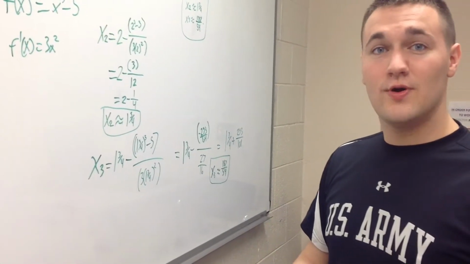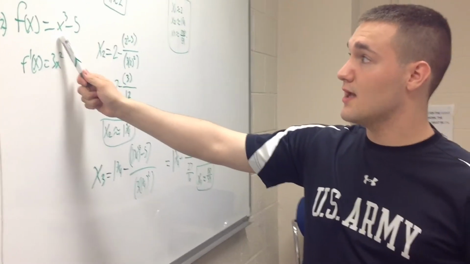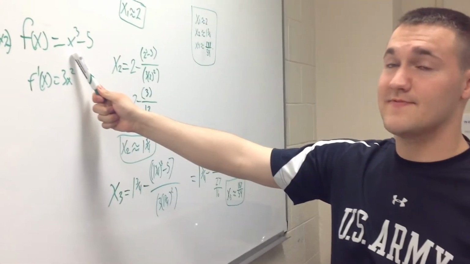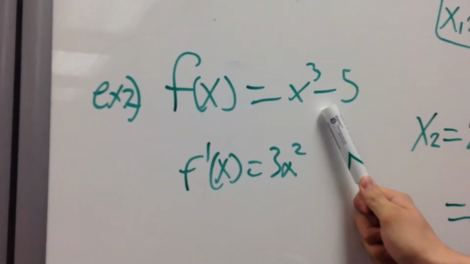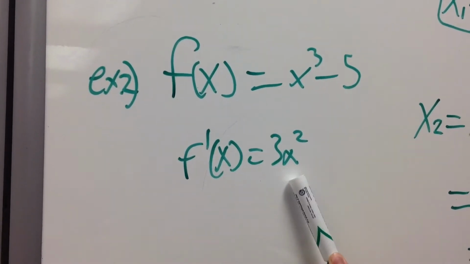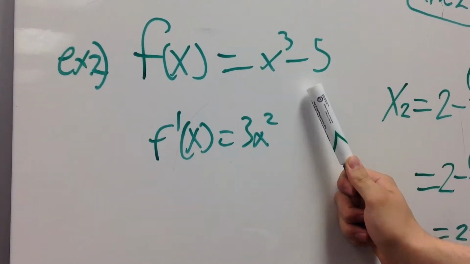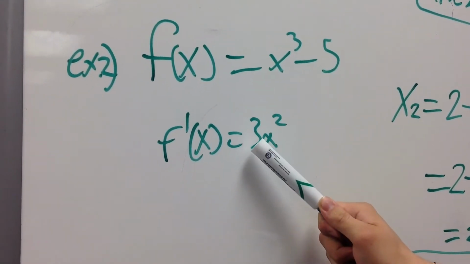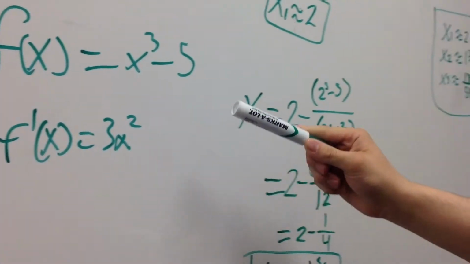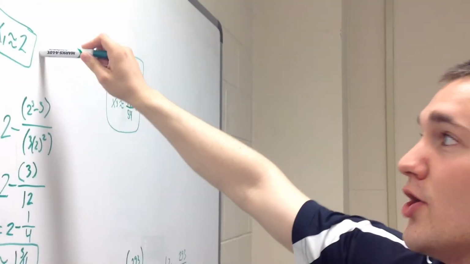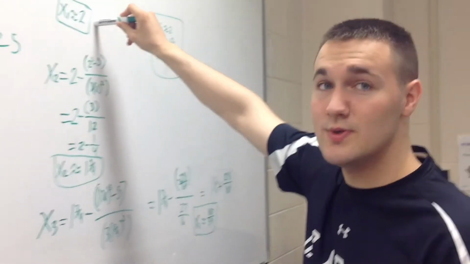One more example of Newton's method. Here we're going to be taking the function x cubed minus 5 and use Newton's method. The derivative of this is 3x squared. The constant goes away. You bring the exponent down, and minus 1, which is 3x squared. Okay, we're going to go ahead and say we know what our x1 is approximately. We're going to say it's approximately 2.